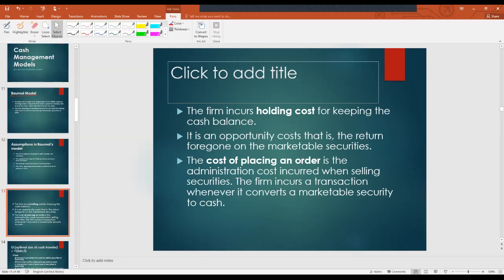Don't forget, as I mentioned, the holding cost of cash is simply the interest you would have earned if you had invested that money in a money market instrument. So you'll be losing that. The cost of the order is the cost of transaction, the amount you'll be paying to the broker for transacting on your behalf. Okay, the brokerage fee, the amount you pay to the broker for carrying out your instructions to buy those money market instruments or to dispose of those money market instruments.